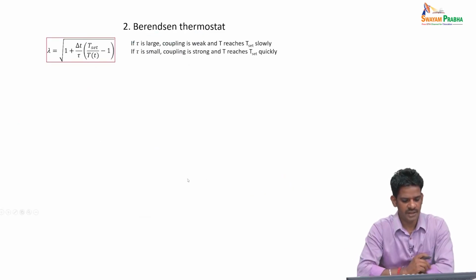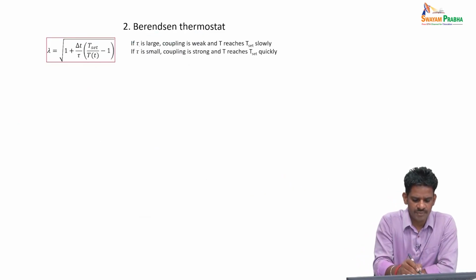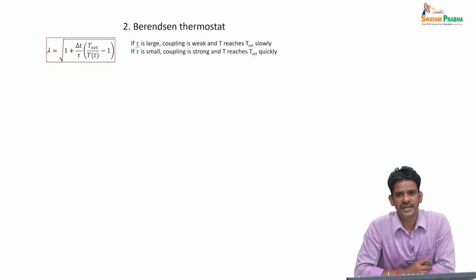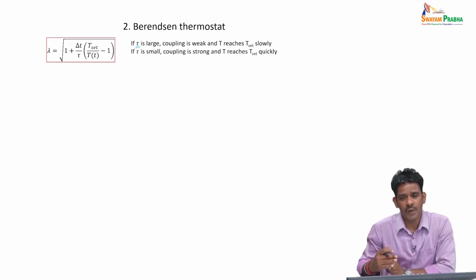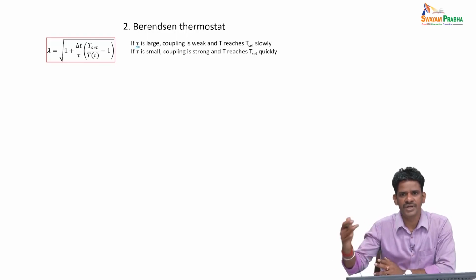So now the time constant tau is very important because it tells how quickly we are able to reset the temperature to T set. So when tau is very large, that means we are allowing the system a long time to reach T set.